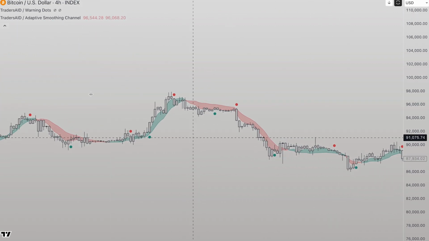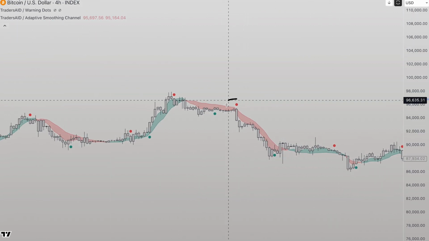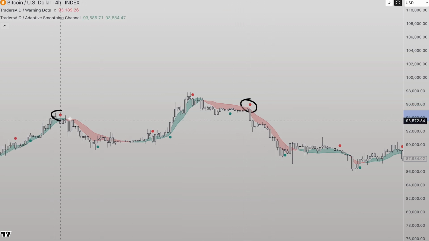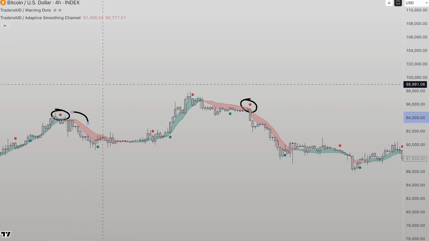The same applies to the downside. A red dot followed by a red channel or a red channel confirmed by a red dot shortly after, 2 separate systems, same verdict. That's the signal worth paying attention to.